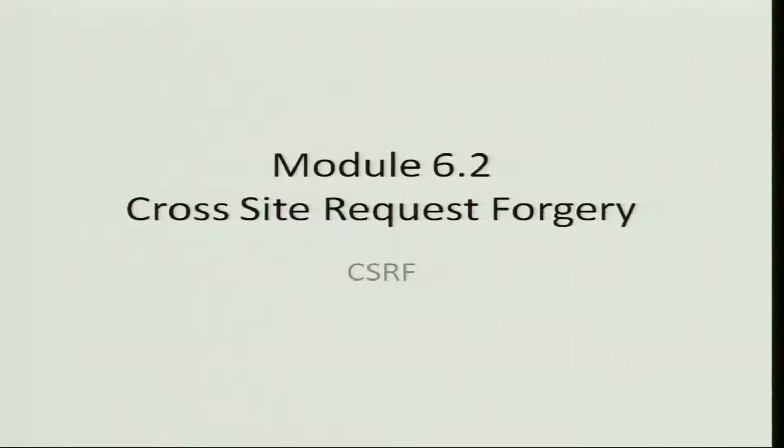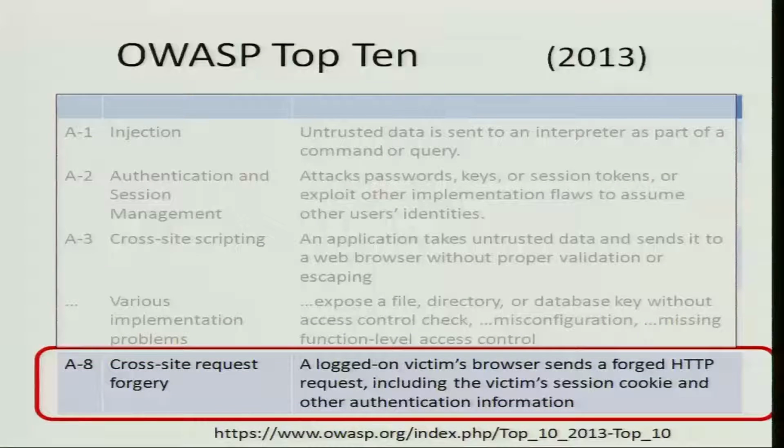So now we are going into module 6.2. Module 6.2 is about cross-site request forgery. In this, again we go back to the OWASP Top 10 of 2013, and we see that number 8 is cross-site request forgery. So it's also a common one.